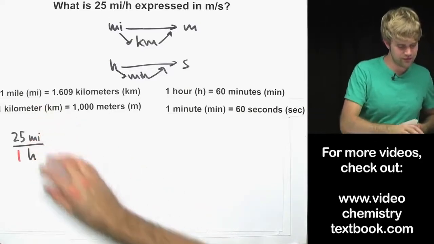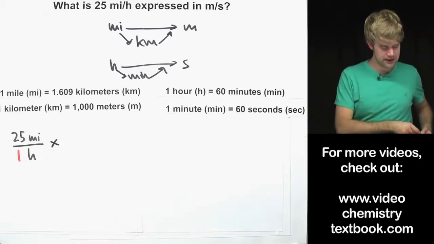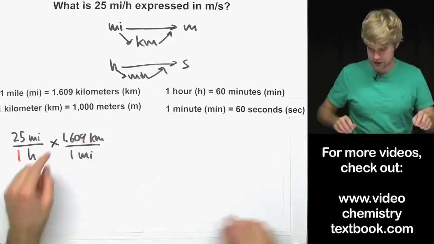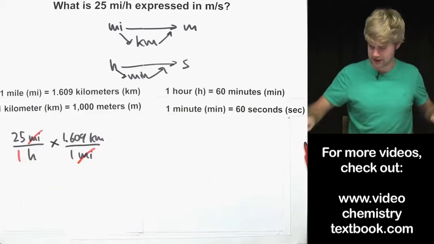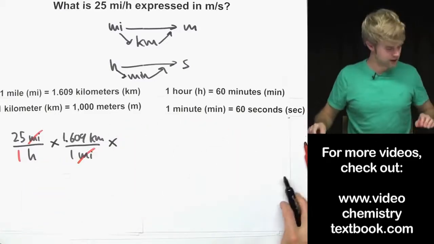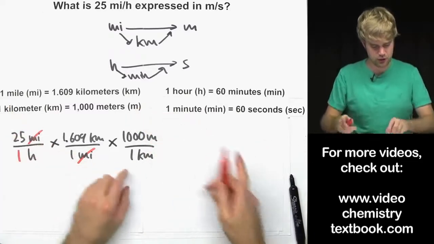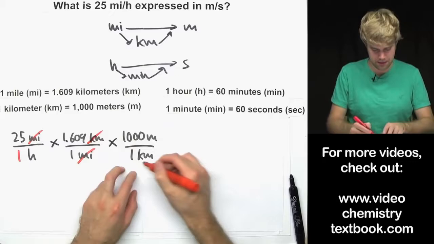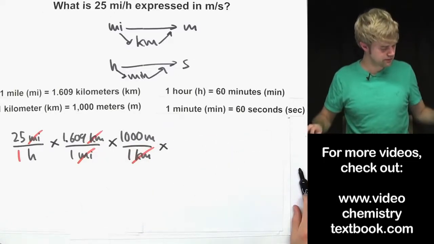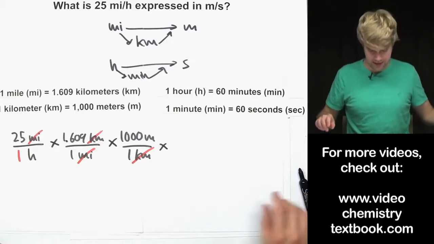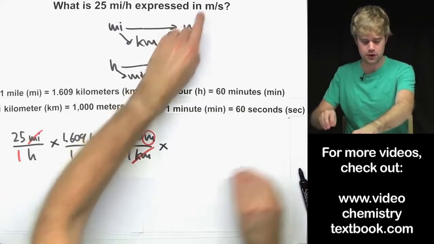So here's 25 miles per hour. I'm going to multiply that by something to get rid of miles. So here is my kilometer conversion factor. Miles up here, miles down there, they cancel out. Now I will multiply this by something to get rid of the kilometers. So I have this expression written as a conversion factor. Kilometers up, kilometers down, they cancel out. Now I have meters, and that is good. Meters is good because meters is one of the units that I want. Okay, so I'll circle it to keep it.